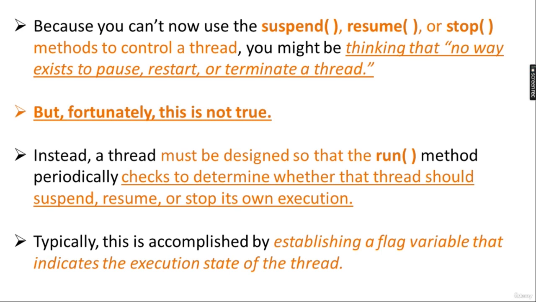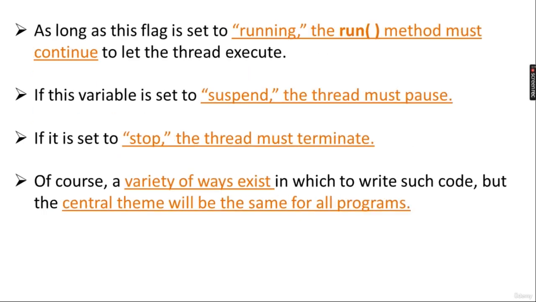So what we will do in this case for newer Java versions is design a thread in such a way that the run method will periodically check to determine whether that thread should suspend, resume or stop its own execution. The thread will itself check for the need to suspend, resume or stop its own execution. And how will it be achieved? Using an integer flag variable.